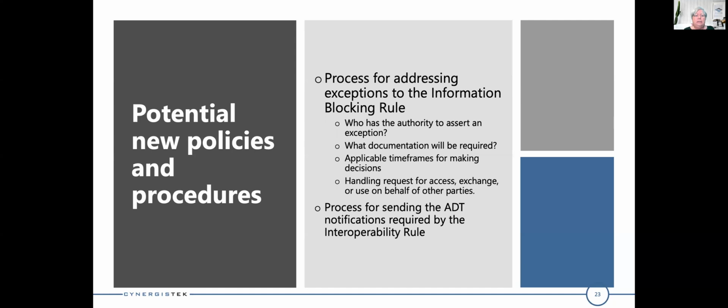And what's your process for handling a request for access, exchange, or use on behalf of other parties? So those third-party requests that you might handle differently than you handle a patient request. Again, that may be something you feel like you've got in place today, but I would strongly encourage you to look at your policies and procedures. And you don't likely have a policy and procedure for the exceptions in place today, so consider that. What's the process for sending the ADT notifications required by the interoperability rule? That may be something you need a new policy and procedure around to make sure, again, that something exists that clarifies for your workforce what their obligations are.